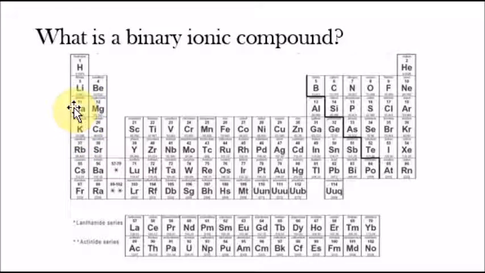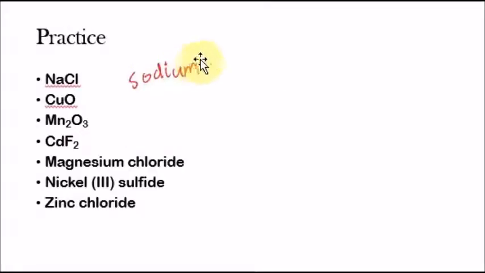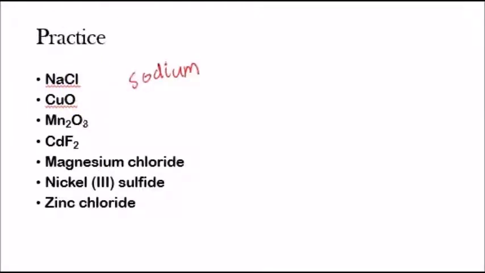If this does not make any sense, please again go watch the video on oxidation states, which I'll link on YouTube. But since sodium always has a +1 charge, we don't have to indicate the Roman numeral. So we can just say sodium, and then we write the nonmetal with the -ide ending. So instead of saying chlorine, we're going to say chloride. Pretty easy. Next one.